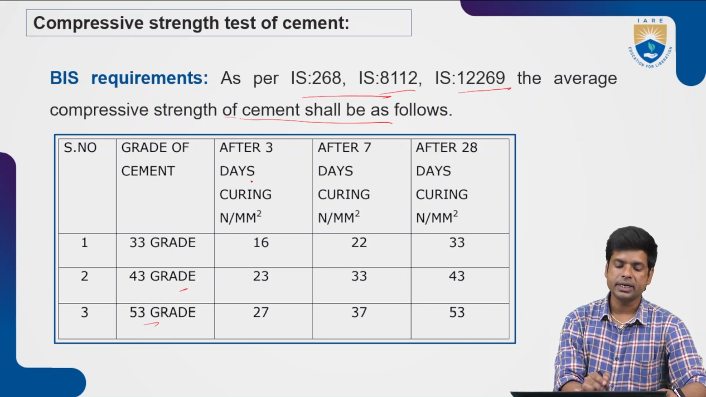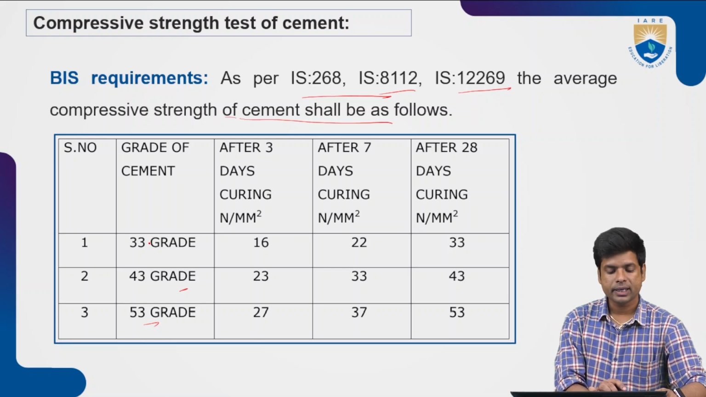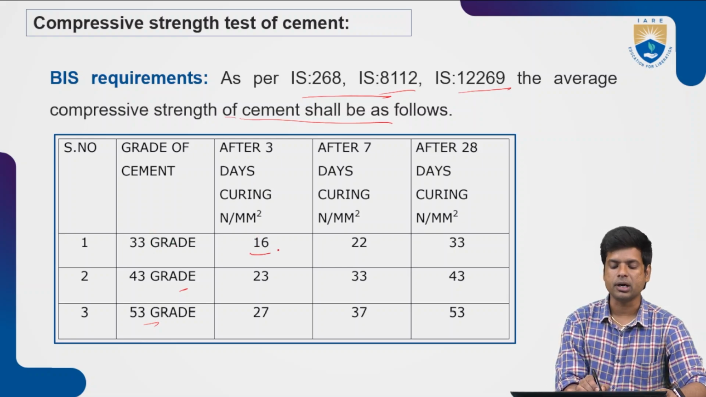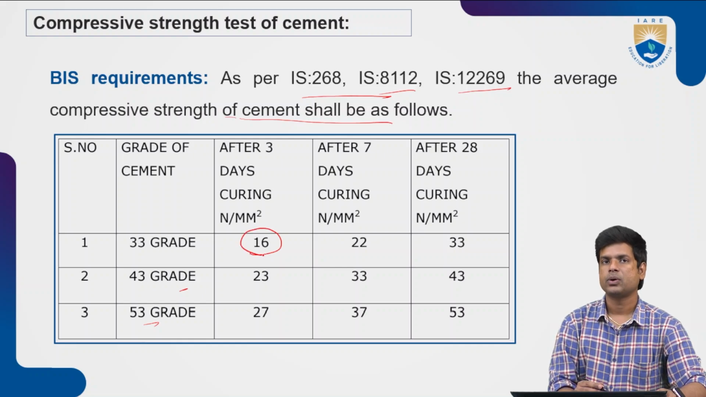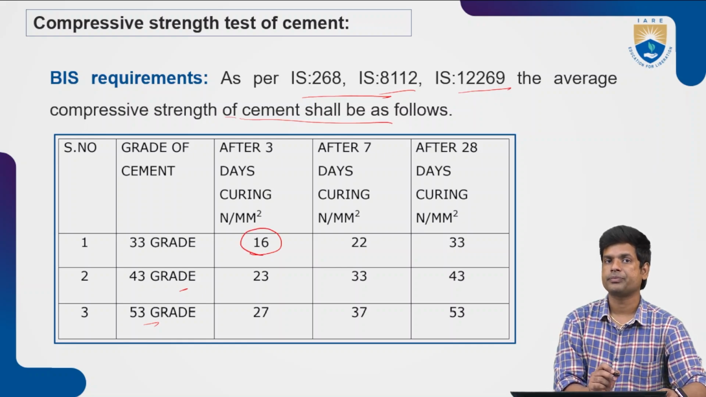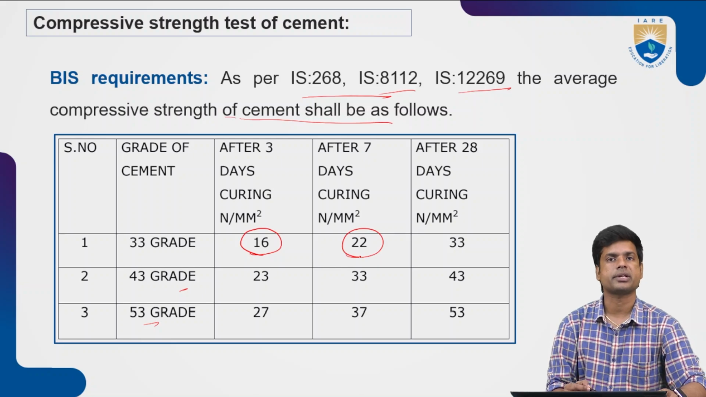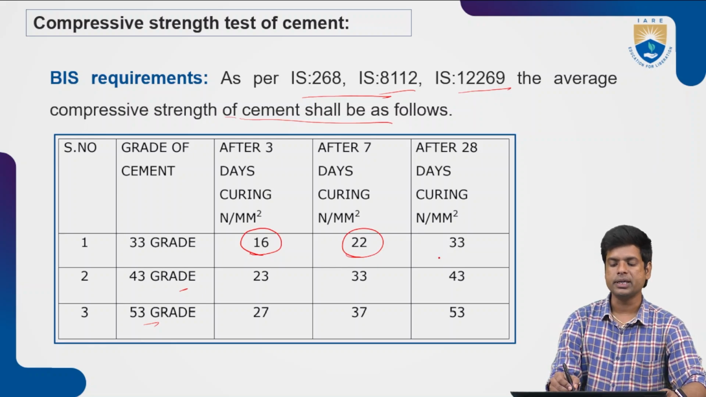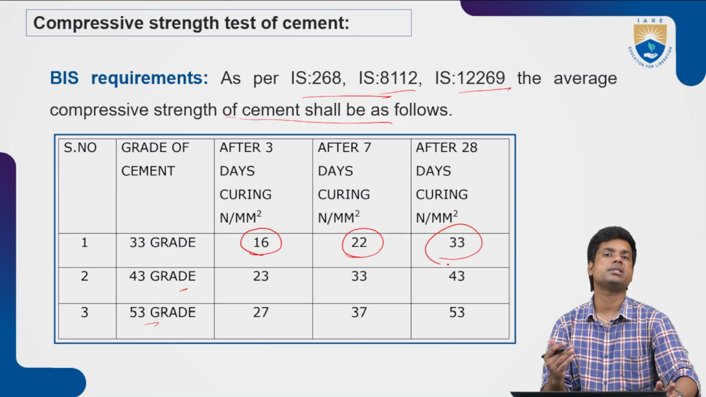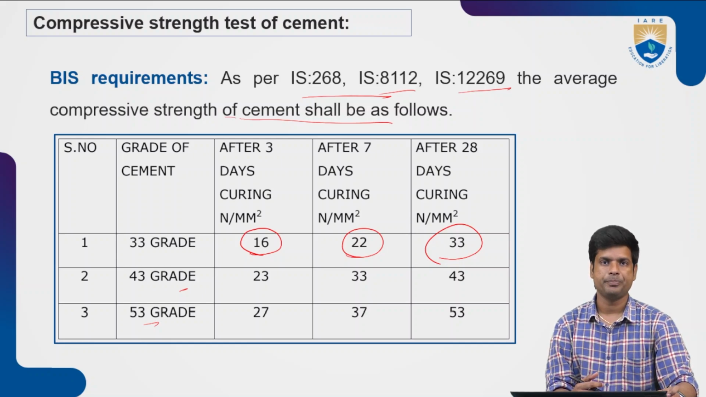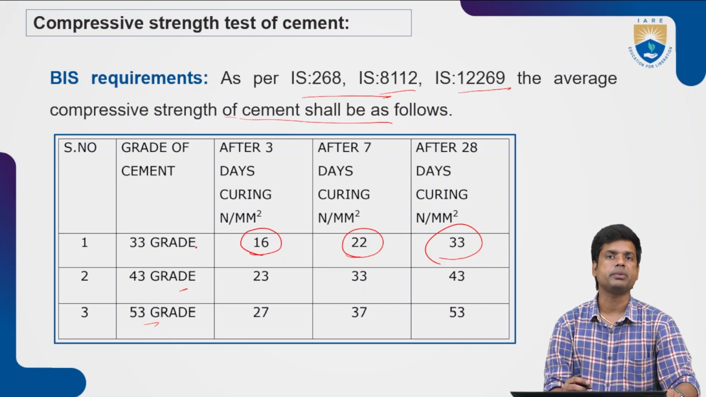So after 3 days of curing, if you take 33 grade cement, it should get around 16 megapascal strength. That is the minimum requirement for 33 grade cement, ideal strength. And after 7 days, it should give around 22 megapascal strength. And after 28 days, it should not be less than 33 megapascal. That is what the 33 grade cement means.